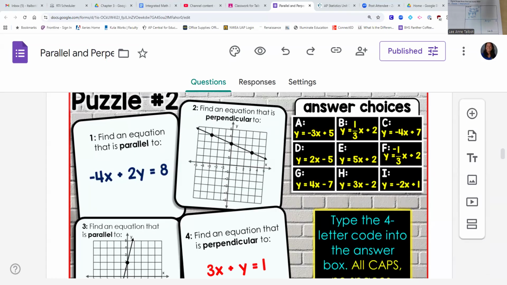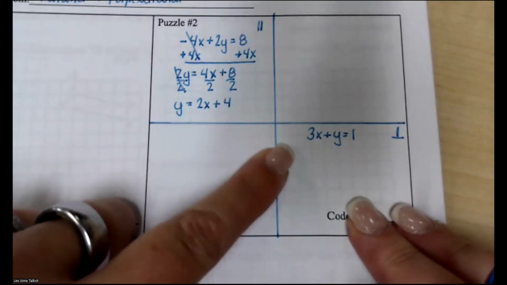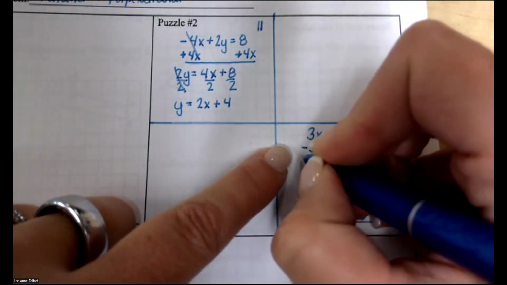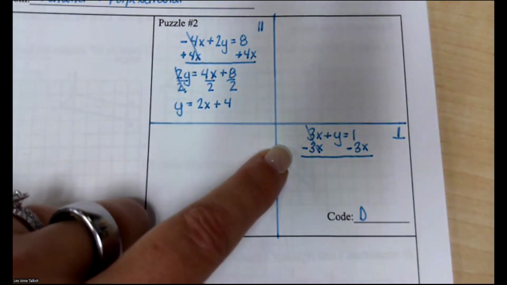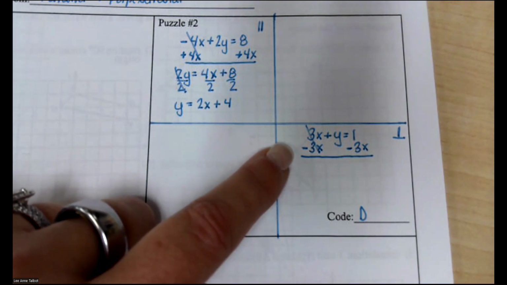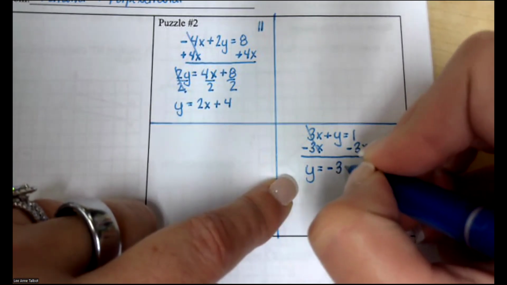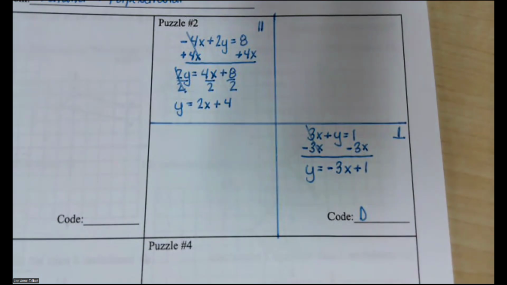Okay, now let's go do number 4. And there's going to be more of these. I think there are a couple in puzzle 3, so you'll get a chance to practice this, but you'll have this next to you. So undo the thing in front first. And this one is lucky. It's y equals negative 3x plus 1. You don't have to divide by anything because they already have just y, so you're done.